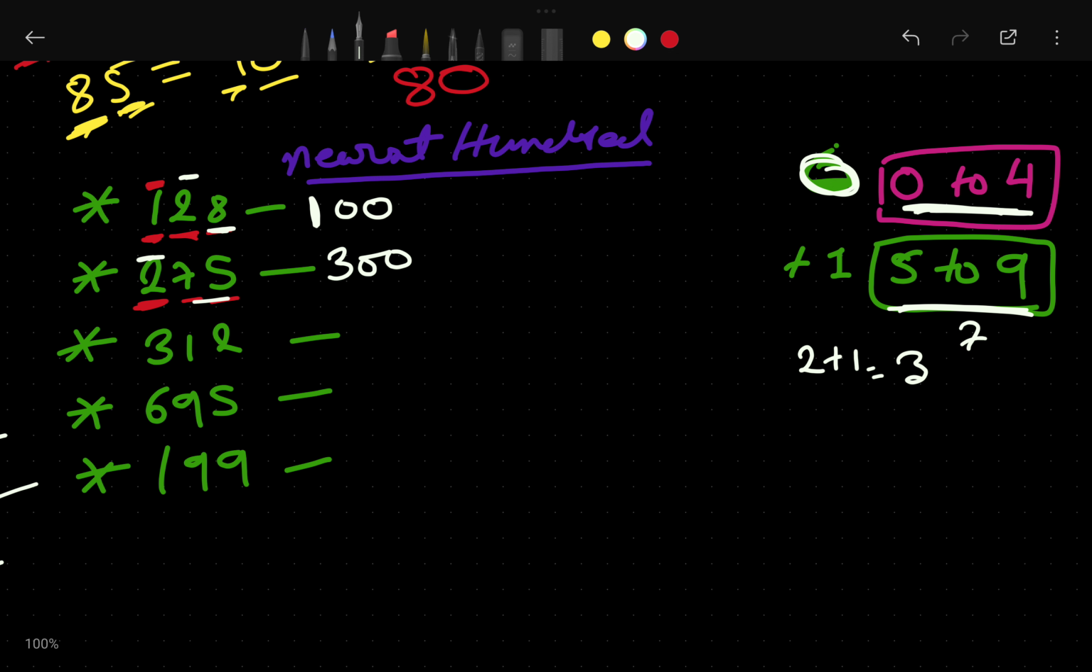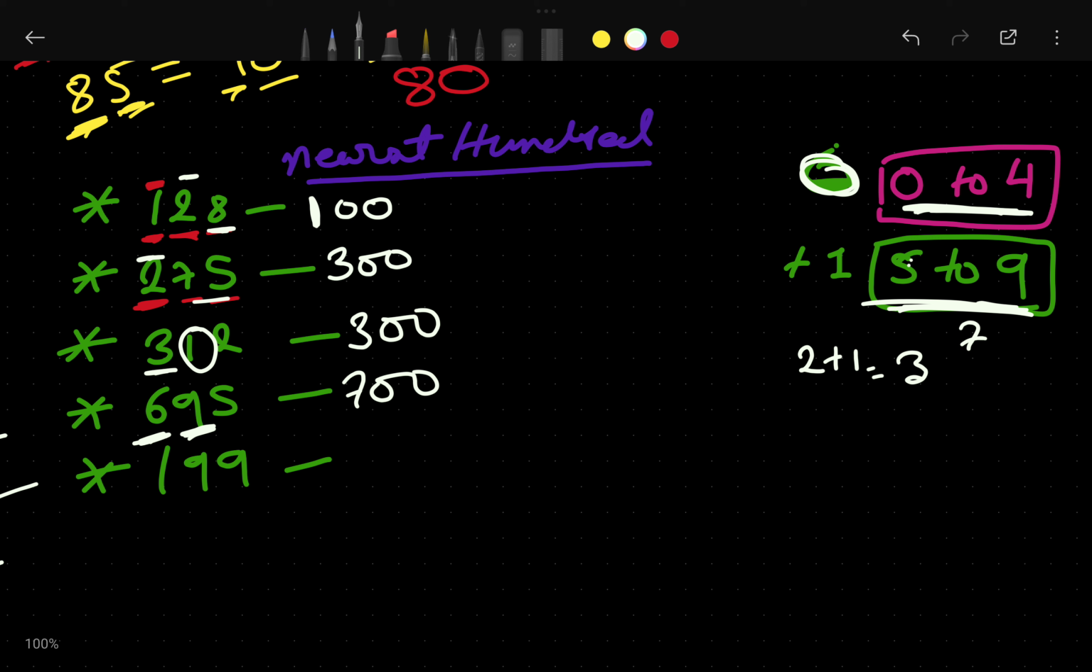Same as it is. This is our 100 place. We have to see the 1. So 1 is in the 0 to 4, then it is going to be 3 as it is, 0 0. Here 9. This is our 100 place. 9 is in the positive way, so we have to add 1. So 6 plus 1 is going to be 700. So if any number is from 5 to 9, it is going to be plus 1 in the particular 100 place, and it is going to be 0 0 after that.